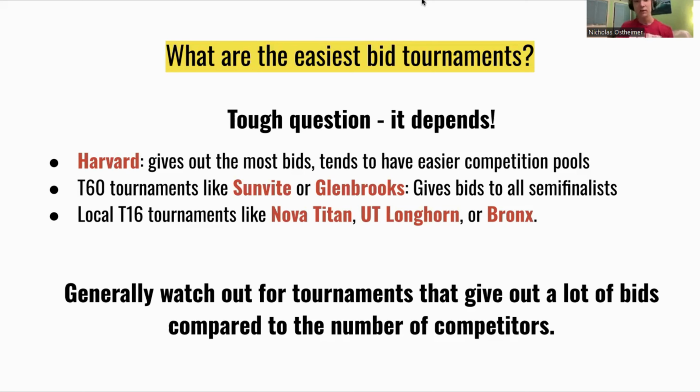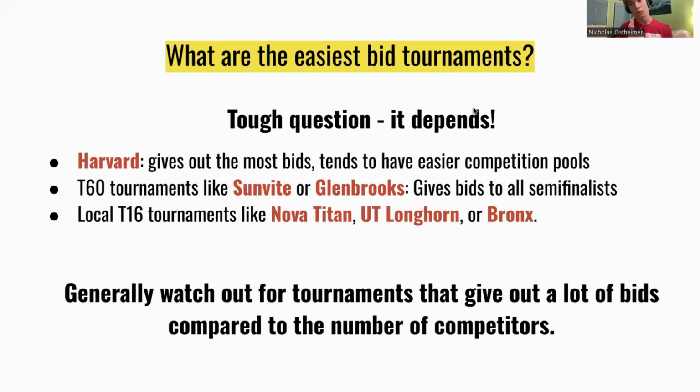In comparison, top 60 tournaments like Sunvite or Glenbrooks are also very common, very popular choices for getting your bids because they have a greater proportion of competitors that get bids. So Sunvite, Glenbrooks, and other top 60 tournaments like Yale tend to range between 100 to 150 competitors, of which usually the top half or a third qualify to semifinals and get a bid.